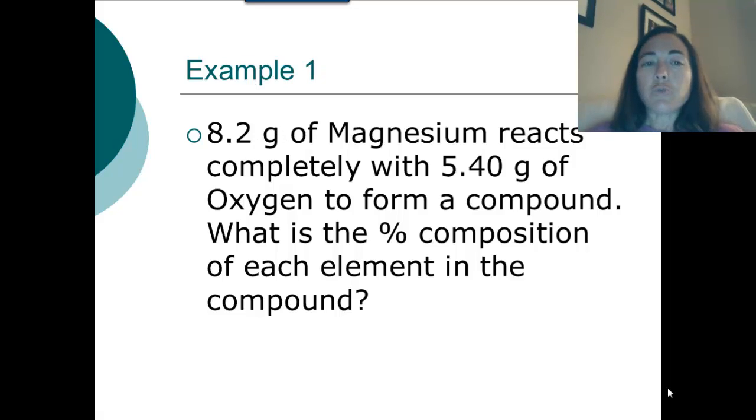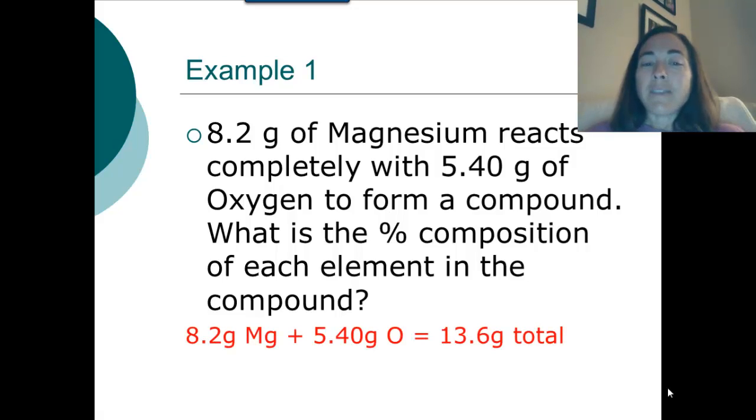Now this first one, if you have 8.2 grams of magnesium and you let that react with some oxygen, 5.4 grams to be exact, you're going to form a compound. And this question wants us to figure out the percent composition of both elements in that compound. Now if you remember the law of conservation of mass, this is pretty straightforward. Remember, the law of conservation of mass says that all the mass you start with in a reaction has to be accounted for in the end.